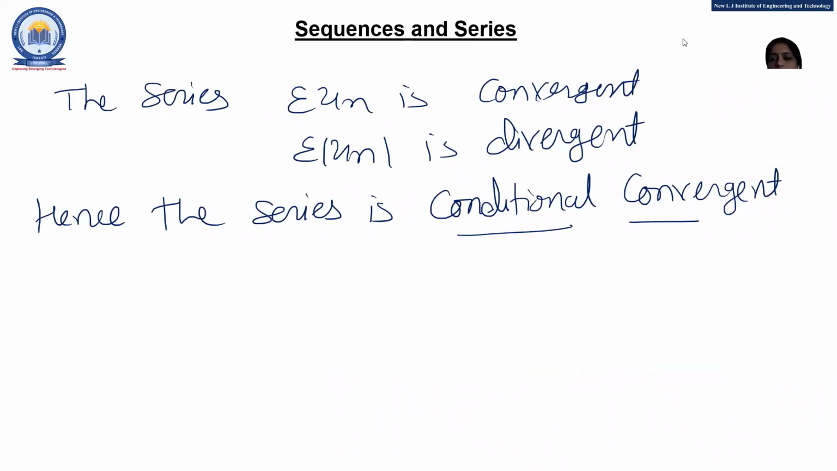So anyone have any doubt? In this kind of example, you have to check first for |Un|. If your |Un| is convergent, you can directly write down that your given series is absolutely convergent. But if your |Un| is divergent, then you have to check for Un. If Un is convergent, then you can say that it is conditionally convergent. Any doubt? Let me ask in the chat box, students. Otherwise, we'll move to the next topic.